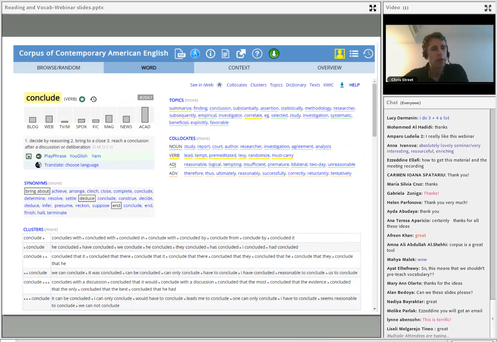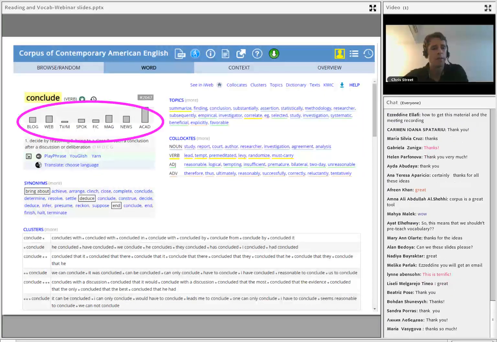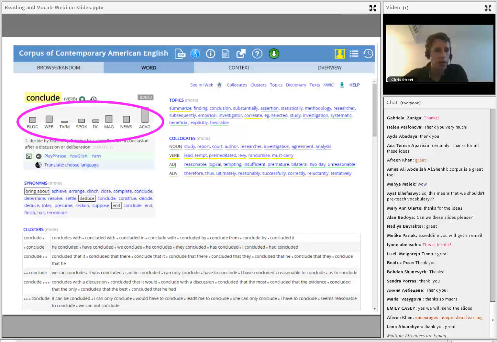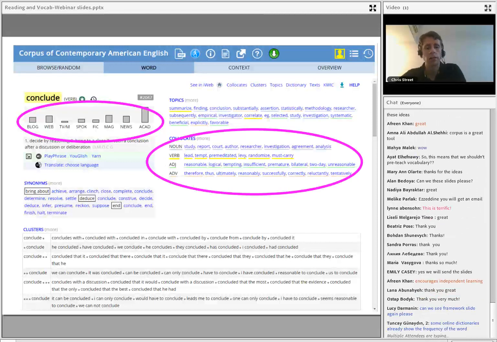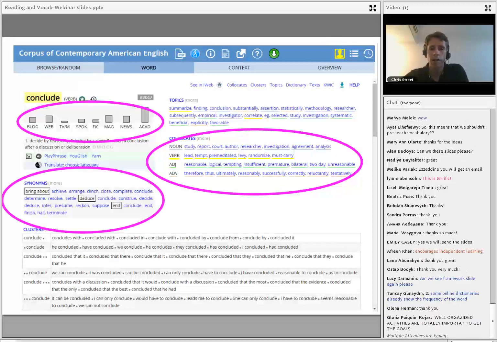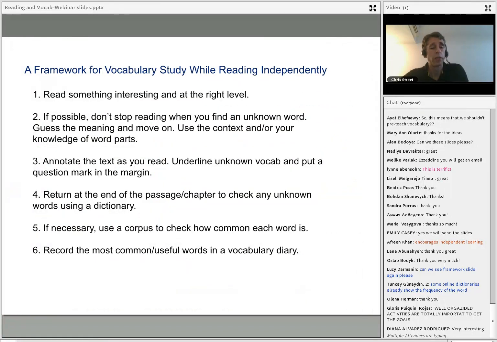And also on the corpus, we talked a bit about this before, there's a lot of information there. You have a graph that shows you where the word appears most commonly. This one, conclude, appears very often in academic English. And you can also use the corpus to find the collocations, as we saw earlier, and synonyms. And synonyms and collocations are also great to record in a vocabulary diary, which is our 6th tip.